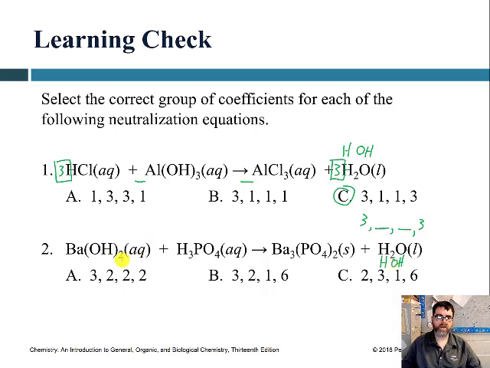So let's see here. 1 barium, 3 barium, so I'm going to need a 3 here. That gives me 6 hydroxides, so I would need a 6 here to give me 6 hydroxides. That gives me 6 hydrogens, so I'm going to need a 2 here to give me 6 hydrogens, and then 2 phosphates and 2 phosphates. So 3, 2, invisible 1, 6, 3, 2, 1, 6, that's going to be B.